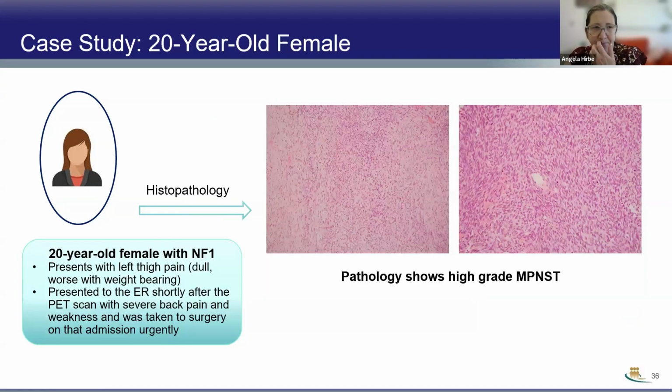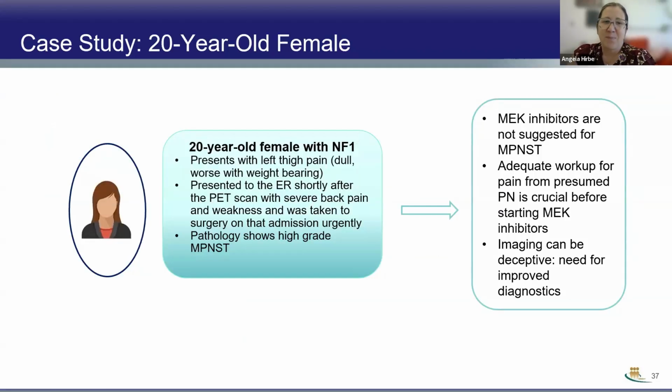But again, this patient is an adult patient complaining of pain that is new and worse than her typical pain. And so she actually ended up going to the emergency room shortly after that PET scan with very severe back pain and weakness, and ended up being taken to surgery on that admission urgently. And that pathology ended up showing a high-grade MPNST. So, despite having a PET scan where we had a relatively low SUV, that lesion ended up being an MPNST.